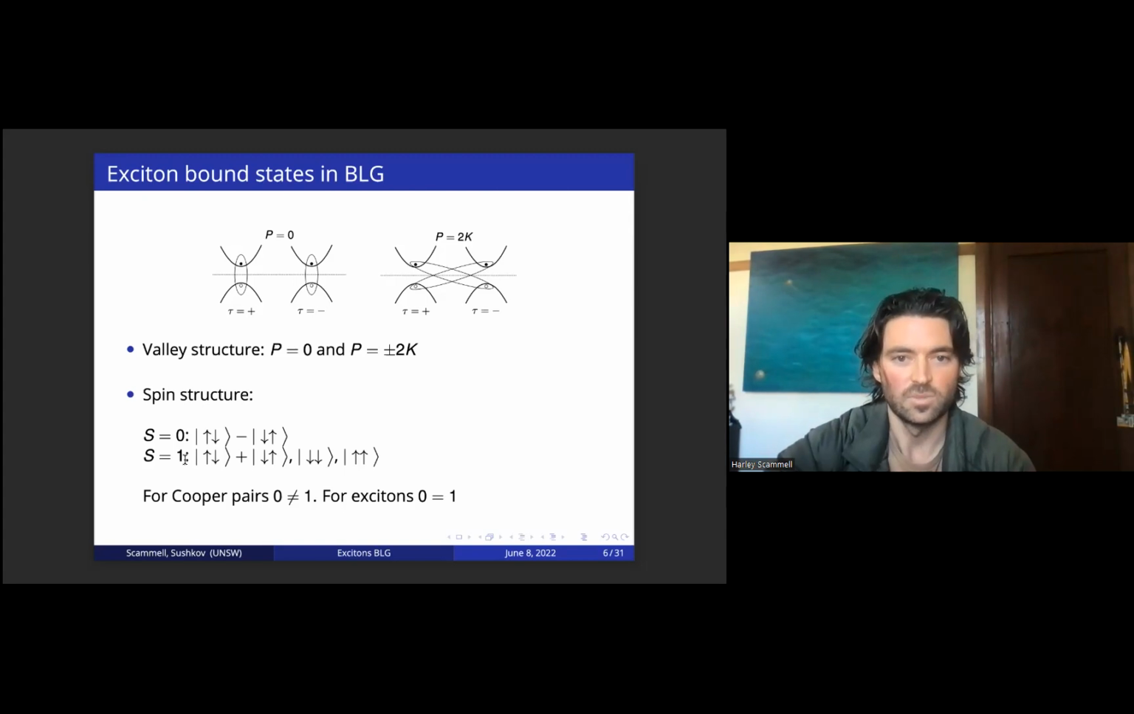But for excitons, because of this extra conduction and valence band, I guess it's a quantum number, the singlet and triplet are degenerate. So with that in mind, we can actually just completely ignore spin. But I think that was a curious point for me.